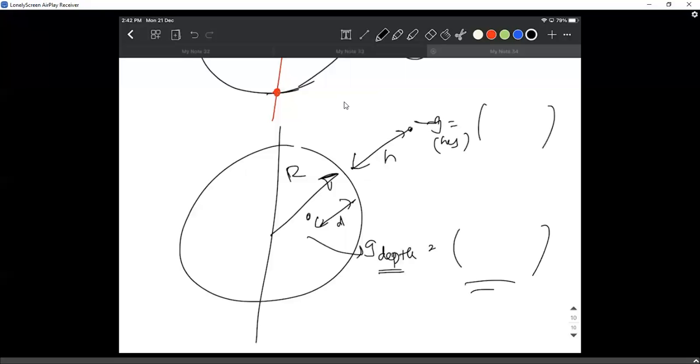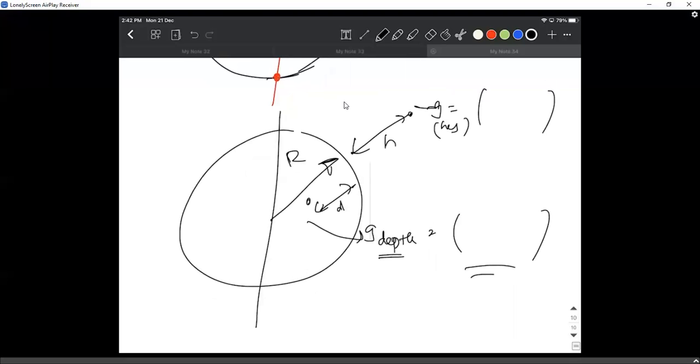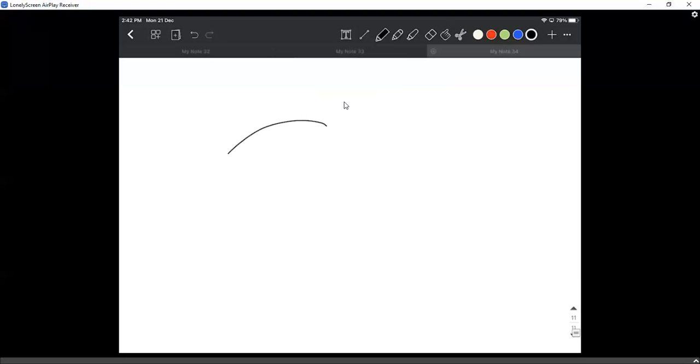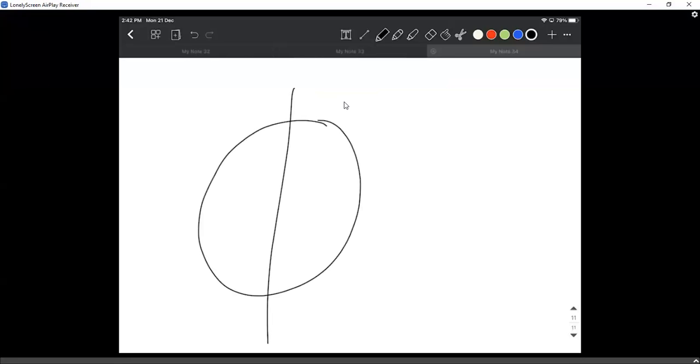But before the ending of the last class, I gave this idea that g also varies with the rotation of Earth. That is an important point. As Earth is rotating, g varies along with that. So let's talk about this thing.